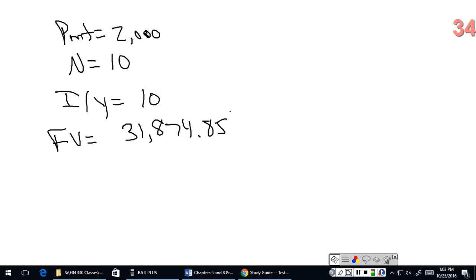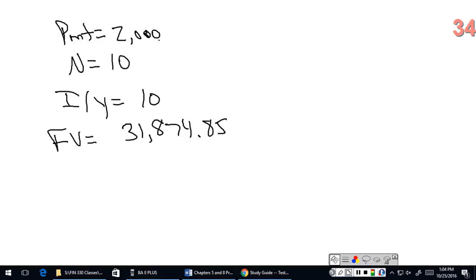Now, we're going to change this up just a little bit. Let's say you've got the same problem, but the question reads, he makes his deposit at the beginning of each year. Okay, so everything's the same. The only difference is he makes each $2,000 deposit at the beginning of each year. How much will he have at the end of year 10?